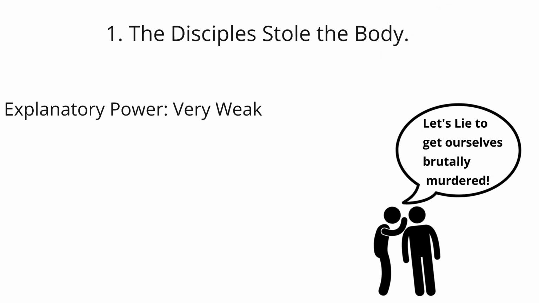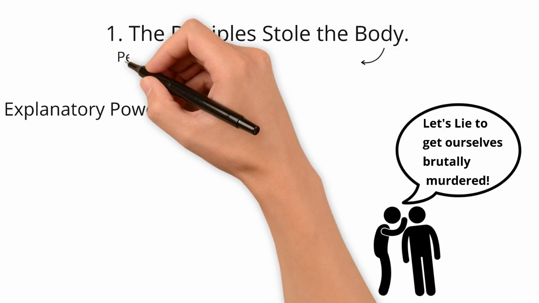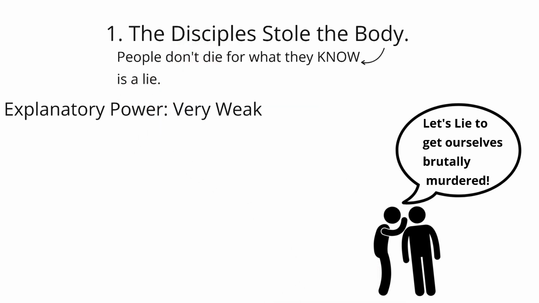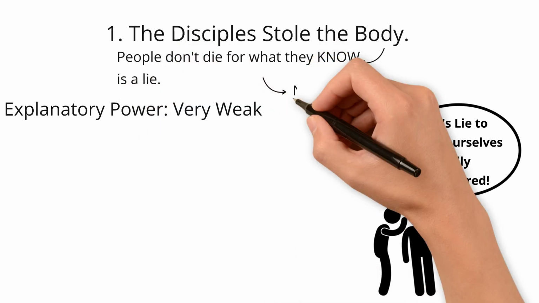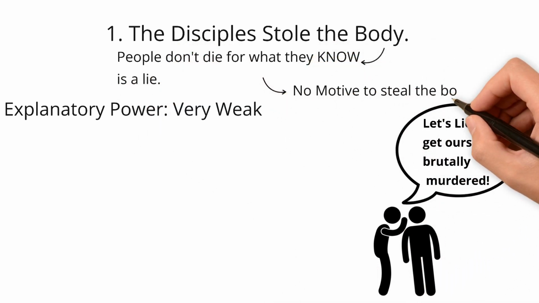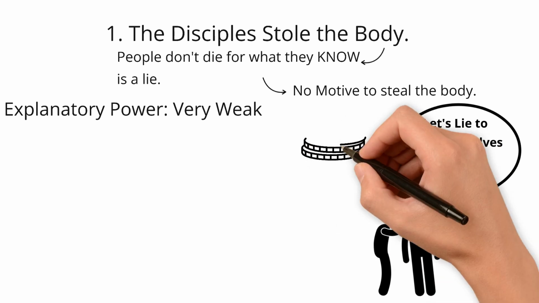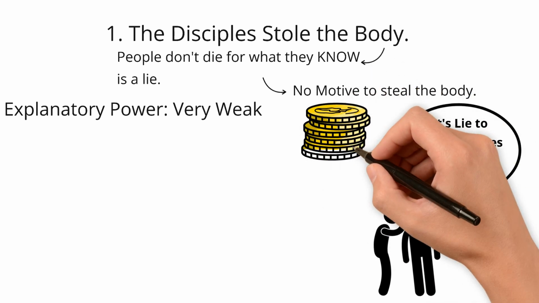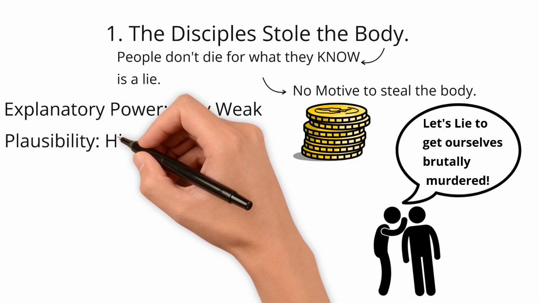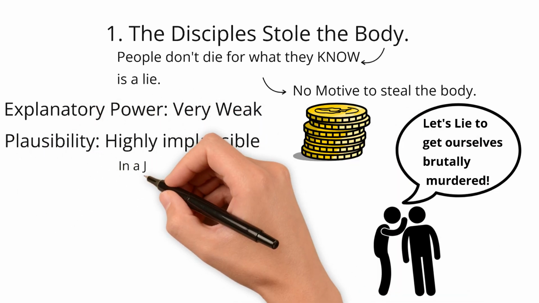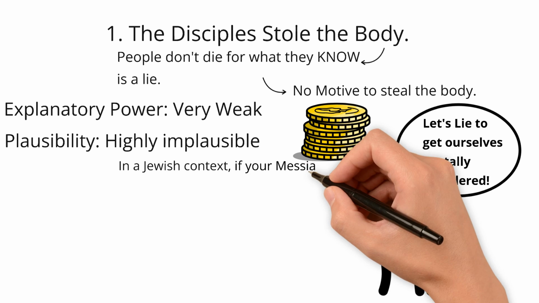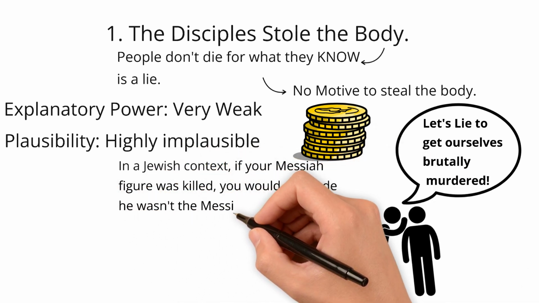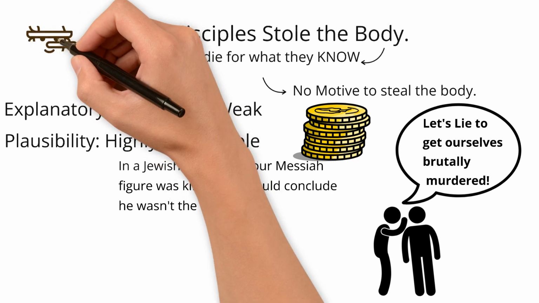People don't die for what they know is a lie. Second, there seems to be no motive for them to steal the body. This conspiracy would not provide money, power, or any other benefit. This theory is also implausible. In a first century Jewish context, if your Messiah figure was killed, you would decide he wasn't actually the Messiah. There was not an expectation of resurrection, and so the whole idea of stealing a body to fake a resurrection would have been foreign to the followers of Jesus.